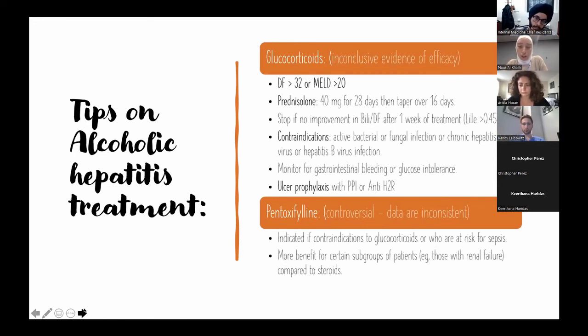We need to monitor for gastrointestinal bleeding and glucose intolerance, and such patients usually also need prophylaxis with PPI or famotidine. Both of these treatments actually have inconclusive evidence of efficacy. Pentoxifylline as well is controversial, but usually we give it for patients who have a contraindication for glucocorticosteroids, and it is more beneficial in patients with renal failure compared to glucocorticosteroids.